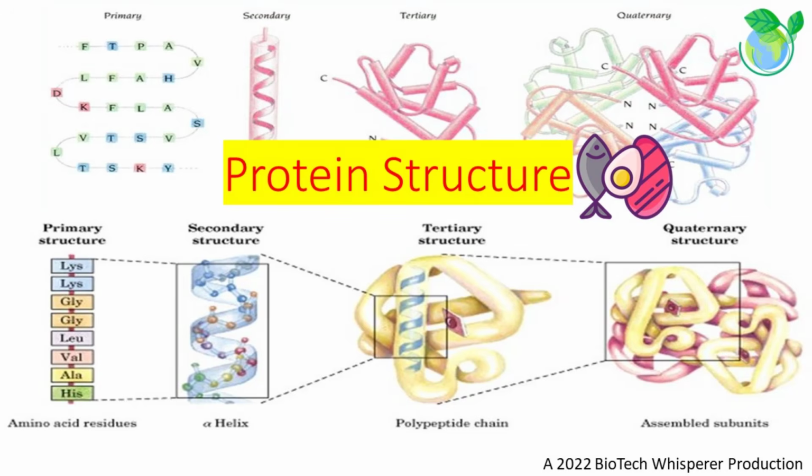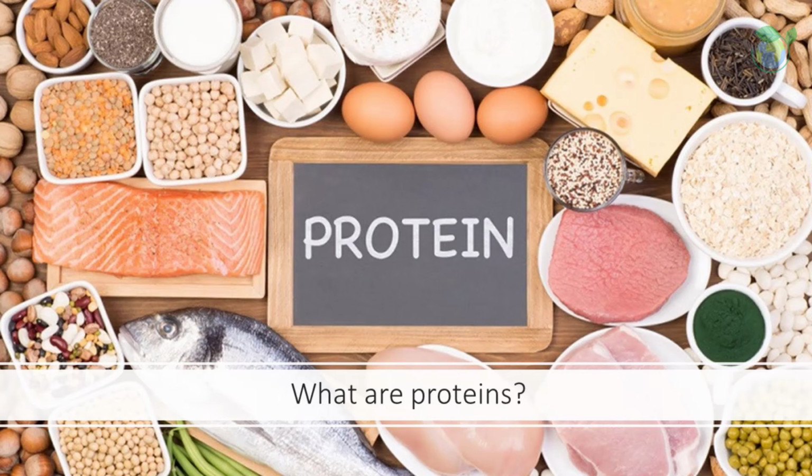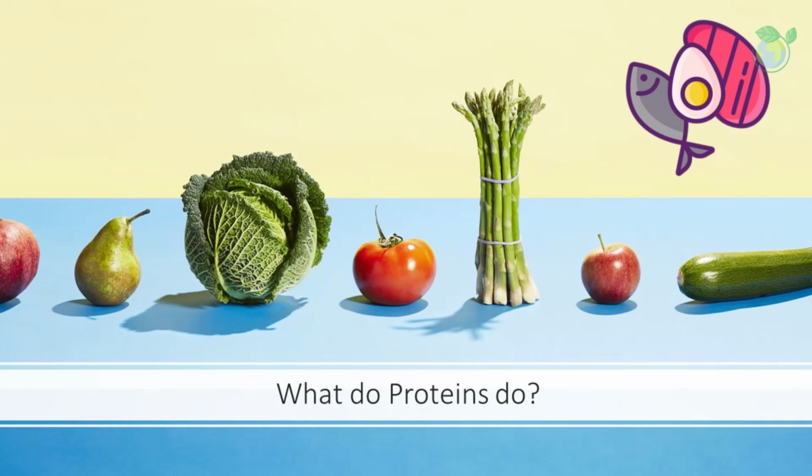What are proteins and what do they do? Proteins are large, complex molecules that play many critical roles in the body. They do most of the work in cells and are required for the structure, function, and regulation of the body's tissues and organs. Proteins are made up of hundreds or thousands of smaller units, called amino acids, which are attached to one another in long chains.